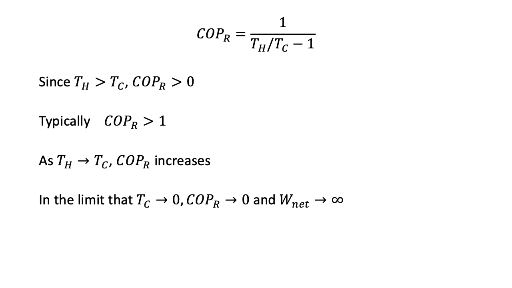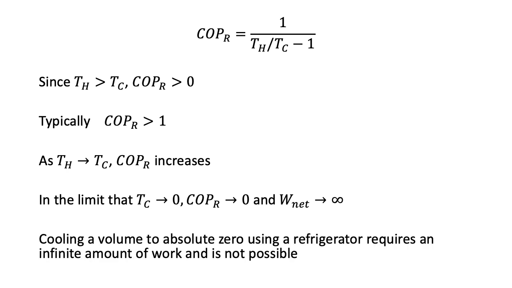In the limit that TC goes to 0, the coefficient of performance goes to 0, which means that the work required to drive the refrigerator, W net, becomes infinite. We can therefore say that cooling a volume to absolute 0 using a refrigerator requires an infinite amount of work and therefore is not possible. So we can never achieve absolute 0 inside a refrigerator.